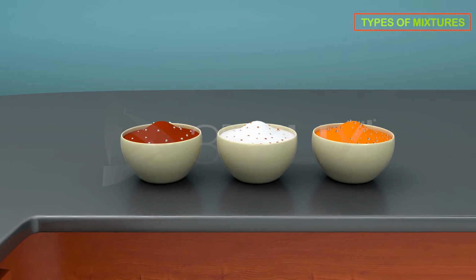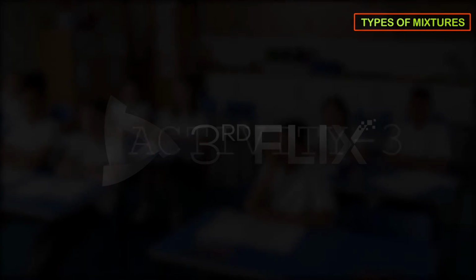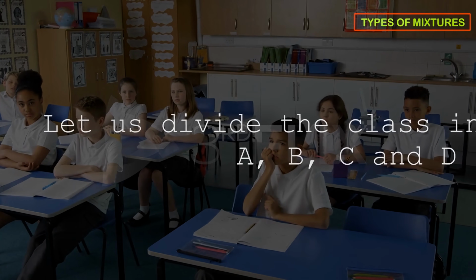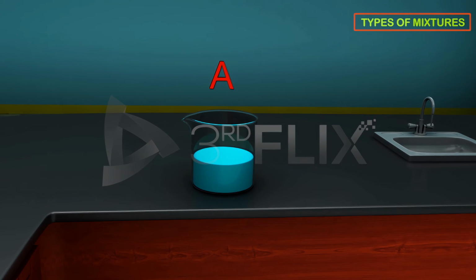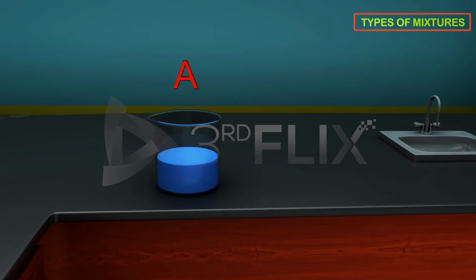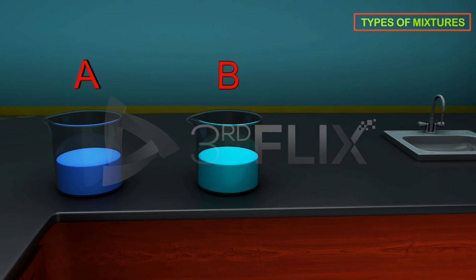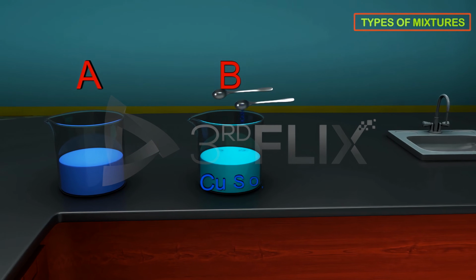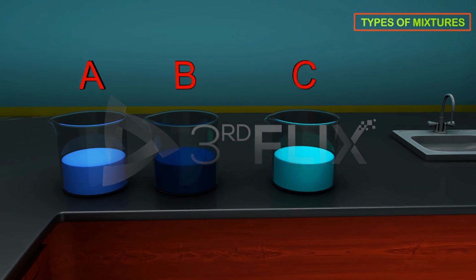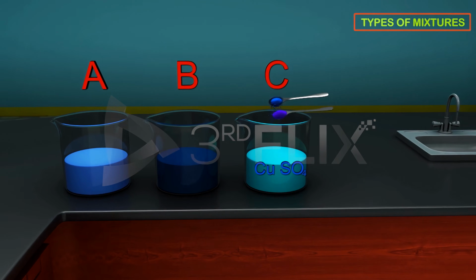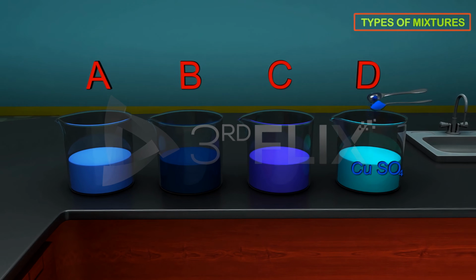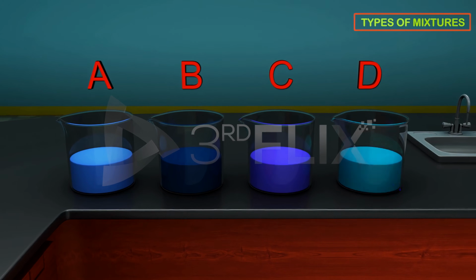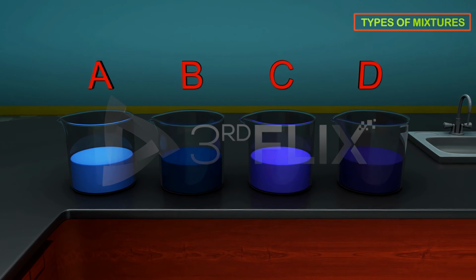Activity 3, let us divide the class into groups A, B, C and D. Group A takes a beaker containing 50 milliliters of water and one spatula full of copper sulfate powder. Group B takes 50 milliliters of water and two spatula full of copper sulfate powder in a beaker. Groups C and D can take different amounts of copper sulfate and potassium permanganate, and mix the given components to form a mixture. Reported observations on the uniformity in color and texture are as follows.